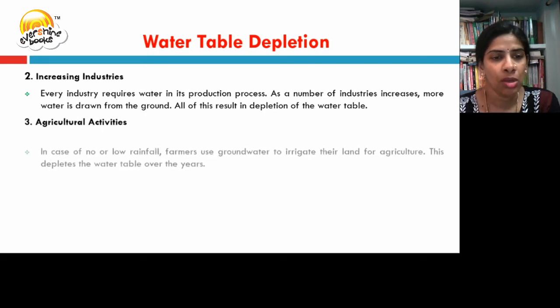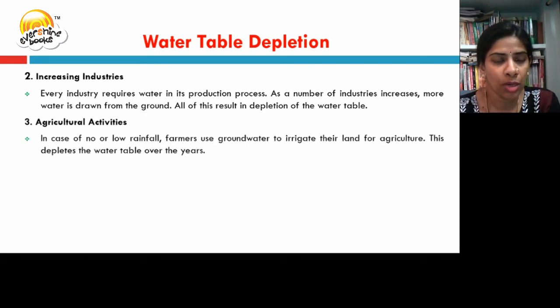Agricultural activities. In case of no or very scanty rainfall, farmers use groundwater to irrigate their land for agriculture. This depletes the water table over the years.